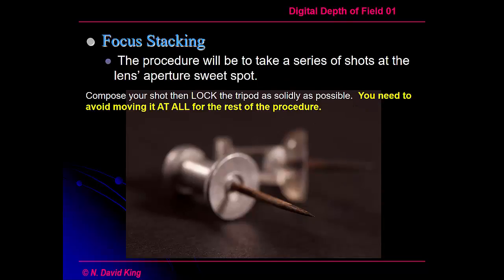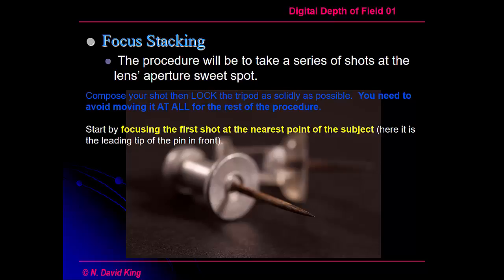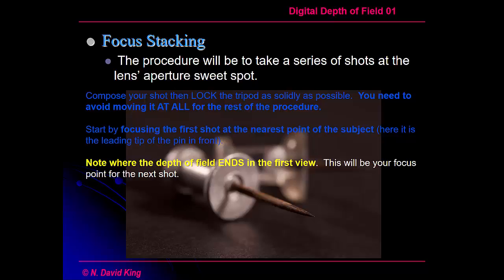So here's the procedure for taking these shots, and then I'll show them to you. Compose your shot, and then lock the tripod as solidly as possible. You need to avoid moving it at all for the rest of this procedure. Now, start by focusing the first shot at the nearest point of the subject. Here it is in this shot, the leading tip of the pin in front. Then, note in the viewfinder where the depth of field ends in this first view. This will be your focus point for the next shot.